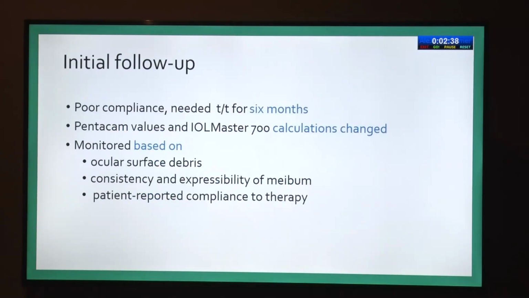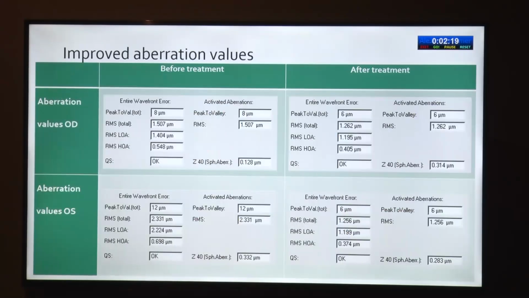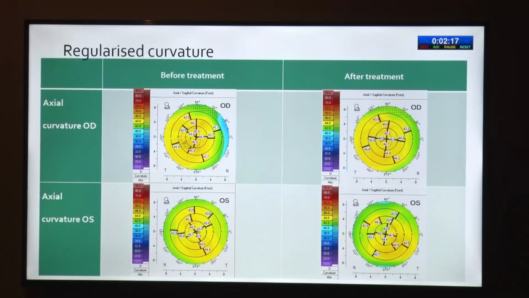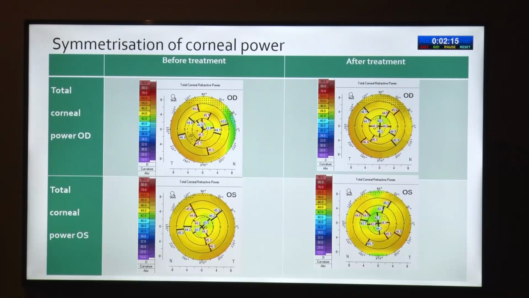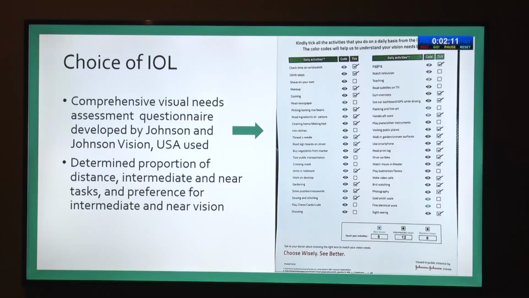However, she had poor compliance and needed 6 months for treatment, during which her Pentacam values and IOL Master 700 values changed, and she was monitored on the basis of ocular surface debris, consistency and expressibility of meibum, and patient-reported compliance to therapy. During this, her cornea profile became regularized, her aberration values improved, the curvature regularized, the corneal part symmetrized, and the sphericity became more favorable.